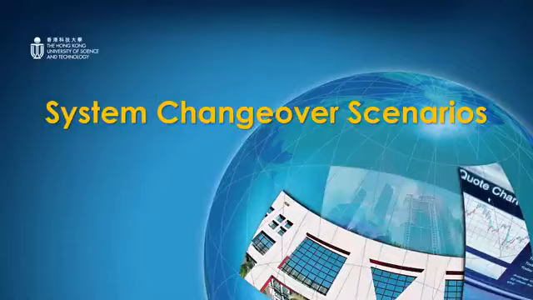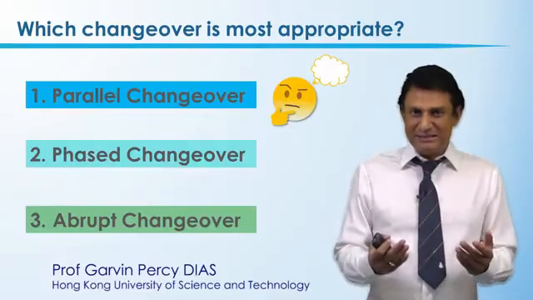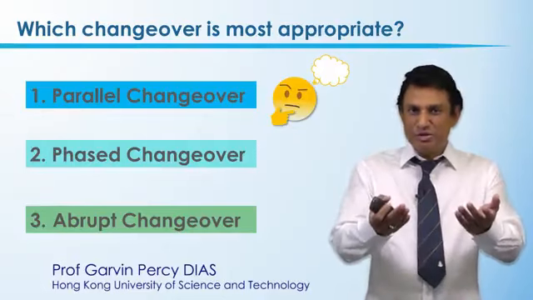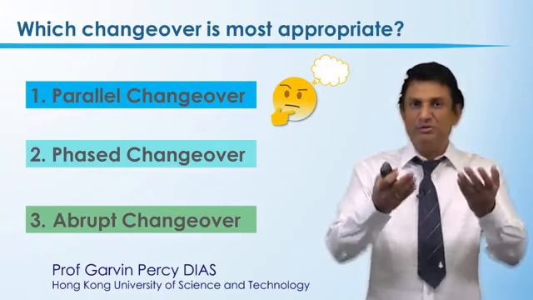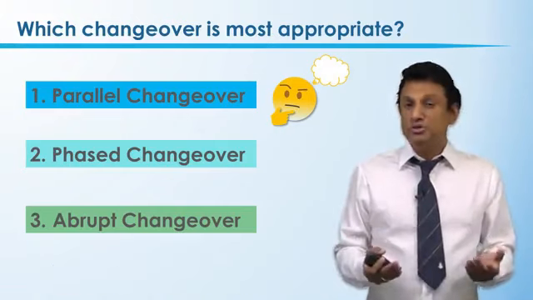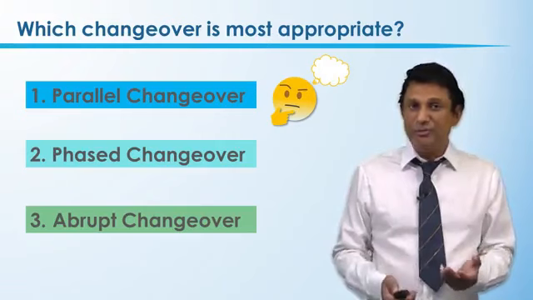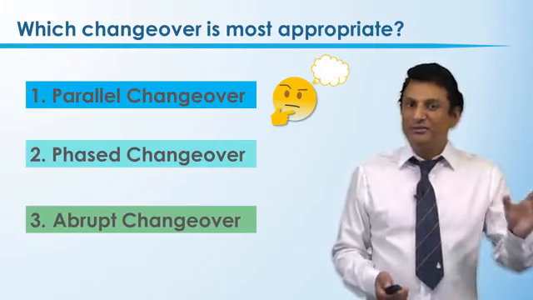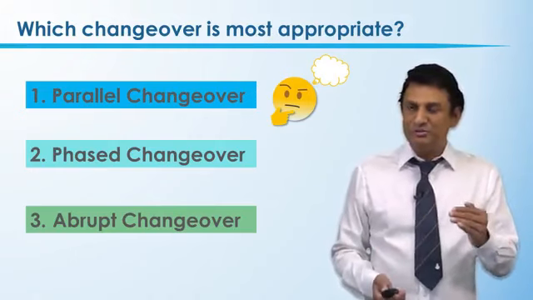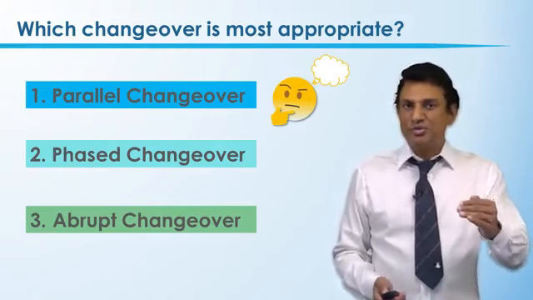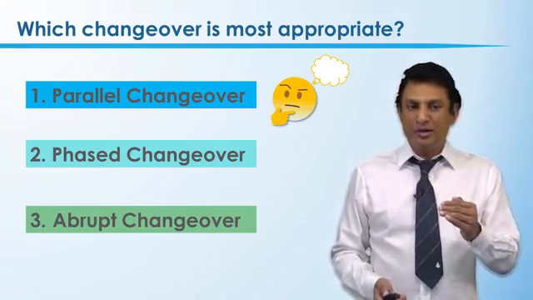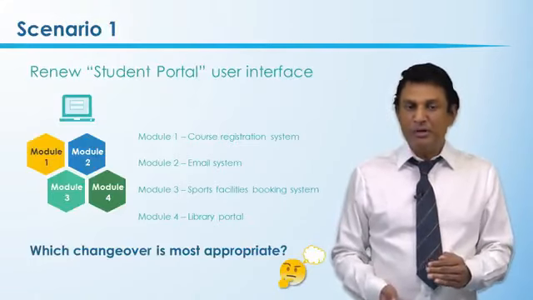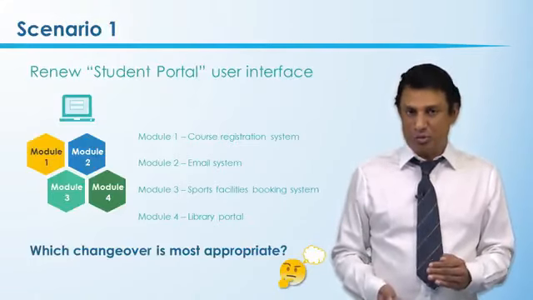Now in this video I would like to show you some scenarios and case studies, and for you to make a judgment which changeover method would be the best to use in different scenarios. So first, remember the three system changeover methods: parallel changeover, phase changeover, and abrupt changeover. Right, remember? So now let's look at scenario one.